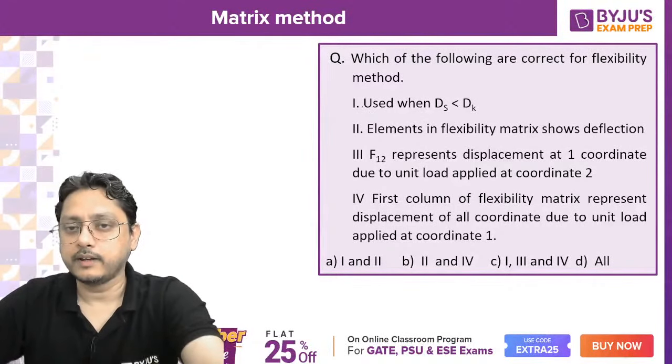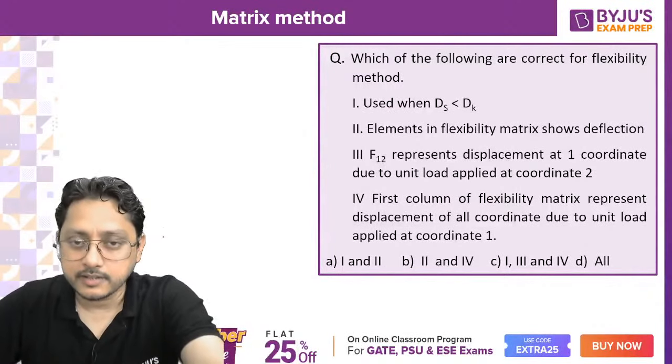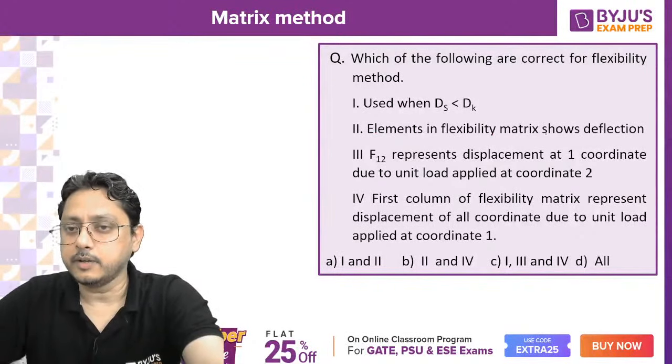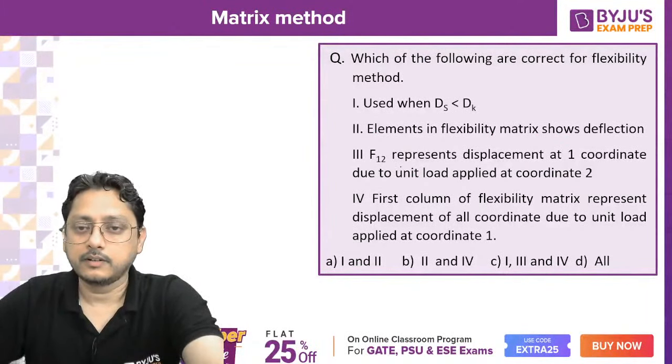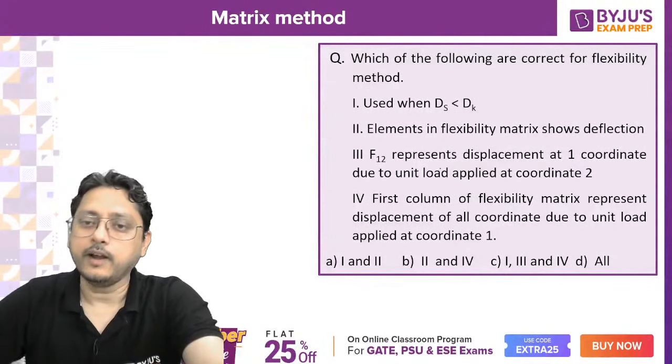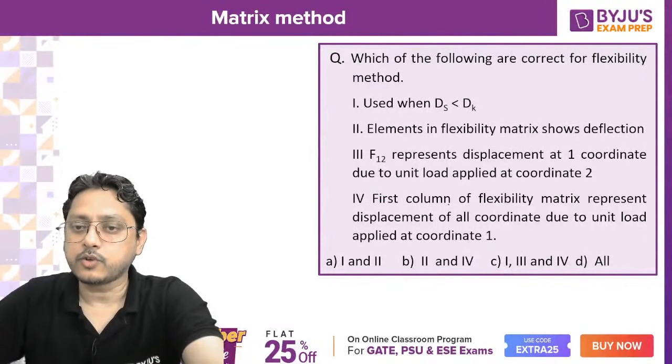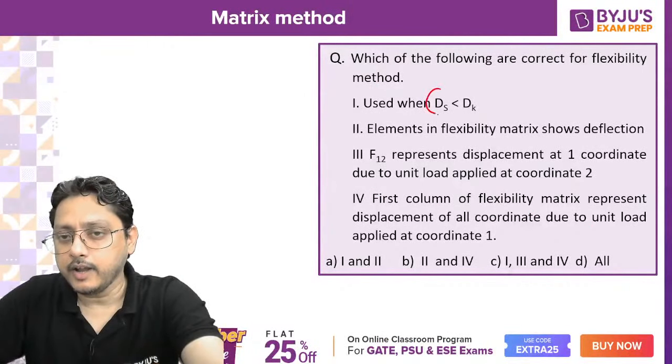It is used when the degree of static indeterminacy is less than the kinematic one. Elements in the flexibility matrix show deflection. F12 represents displacement at coordinate 1 due to the unit load applied at coordinate 2. And the first column of the flexibility matrix represents displacement. Now, the first one we have already discussed, right?